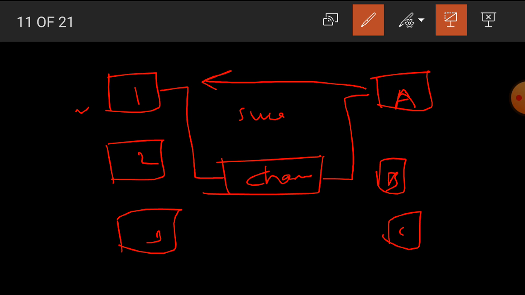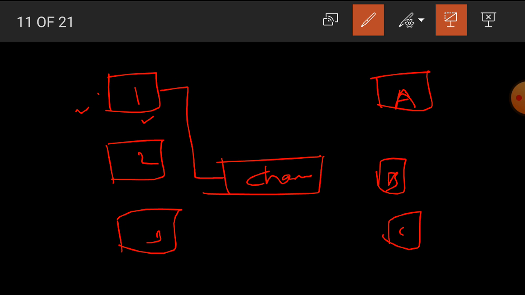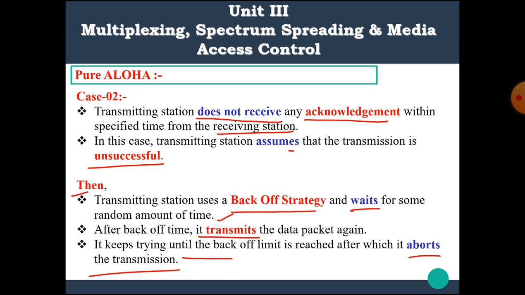But if A does not give the acknowledgement to the transmitter 1, then it may be considered that the transmission is not successful. Hence, in this case, station 1 waits for some time and transmits the data again. I hope now you all understand the procedure in pure ALOHA.